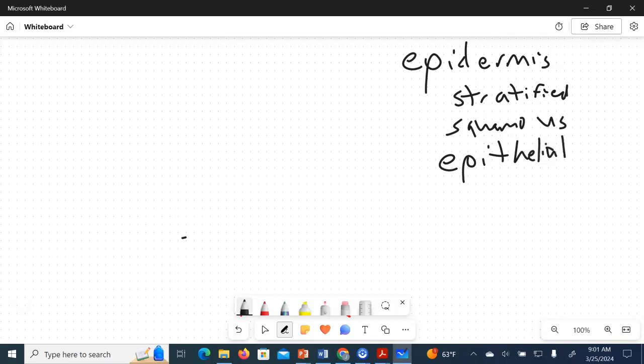It's really hard to write on the screen. Anyway, so stratified squamous epithelial tissue, which means we get layers and layers and layers of cells. Not only that, it's keratinized. So there's layers and layers of dead cells on top of that.